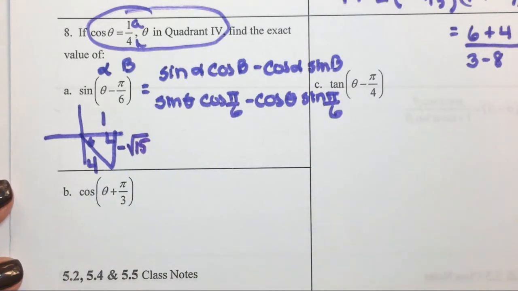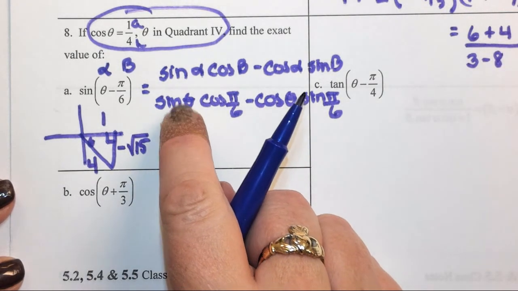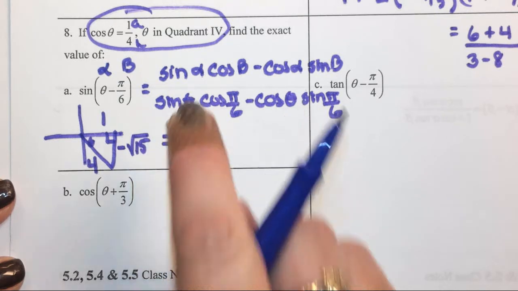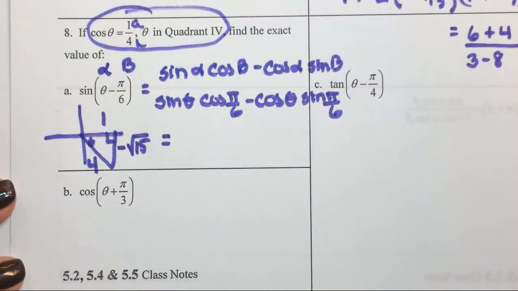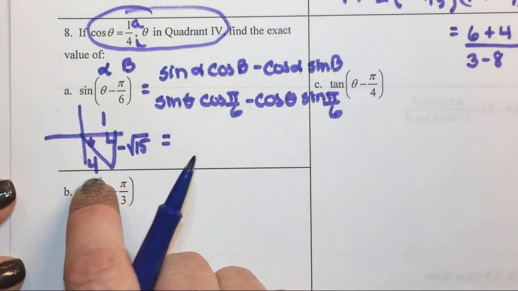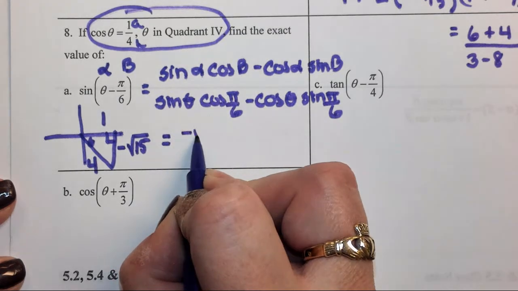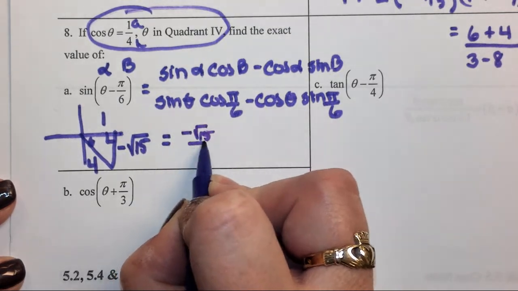Like I said, this is going to combine triangles and unit circle in the same problem. So now, sine of theta. It's not a unit circle, so where do I go to? I go to my triangle. If it's not a unit circle, it's a triangle problem. So what is the sine of this triangle going to be? Opposite over hypotenuse, that's going to be what? Negative square root 15 over 4.